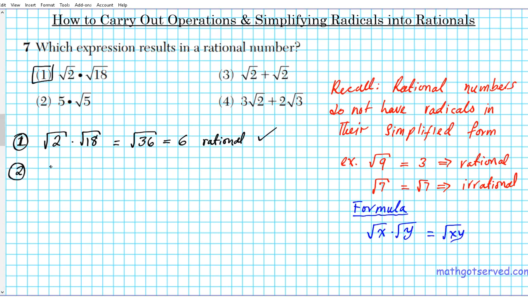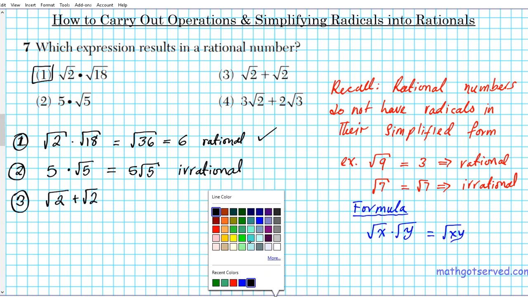Number 2. What is 5 multiplied by the square root of 5? 5 multiplied by the square root of 5 is simply 5 root 5. And this is irrational because you still have a square root in the simplified state. Question number 3. What is the square root of 2 plus the square root of 2?